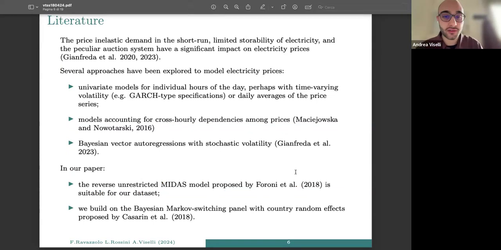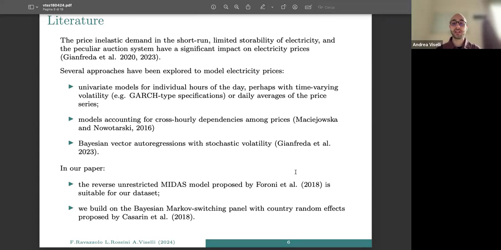Okay, after this quick introduction, just to show you what the problem is, I can quickly go through the literature. In general, there are several approaches that we consider to model electricity prices. Most of them rely on univariate models to model individual hours of the day, and perhaps with time-varying volatilities. In general, these models consider GARCH-type specifications, or they consider daily averages of the prices, which, however, are not good from the point of view of practitioners, because they don't get the prediction for the hourly series of the prices, which is what is of main interest for them.